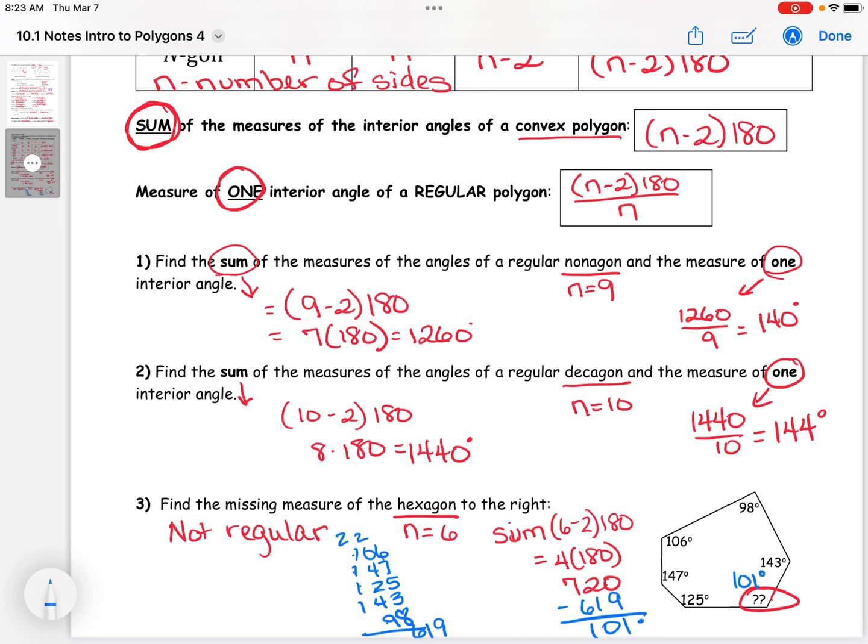So even if it's not regular, the angles are still going to add up to the same thing. Just that the angles are not all going to be the same. So I couldn't divide by how many sides or angles there were.